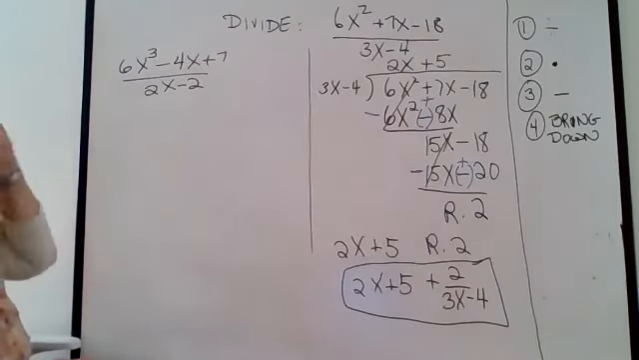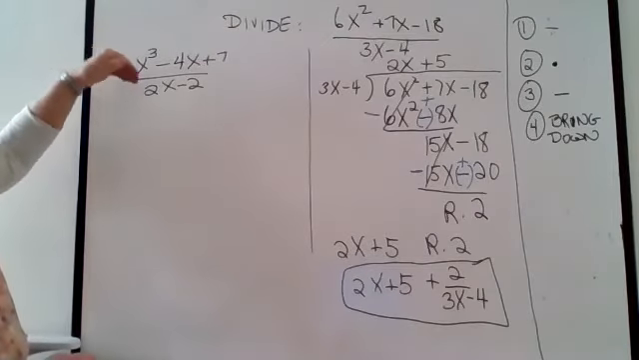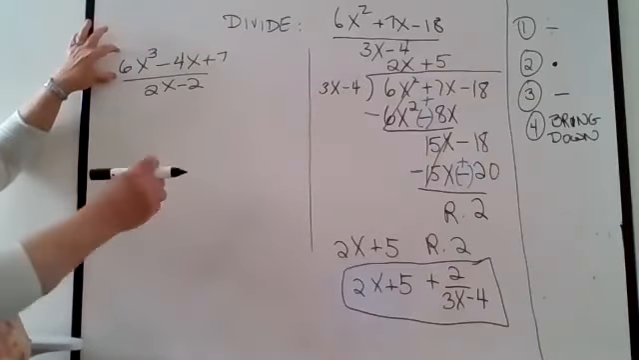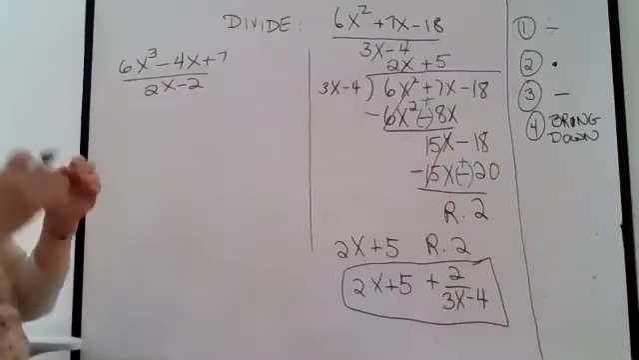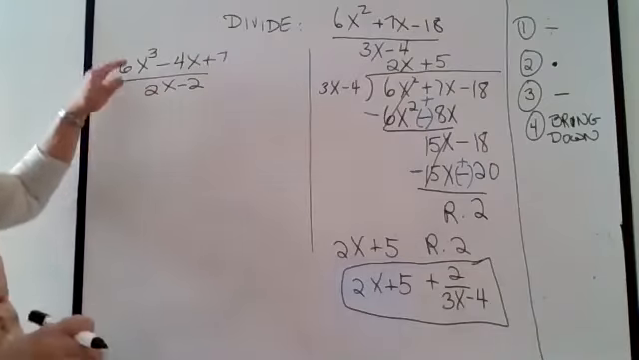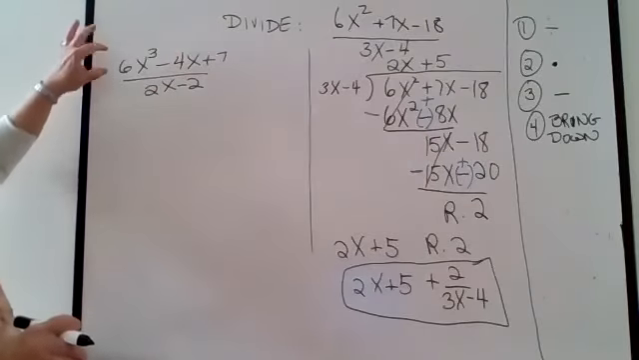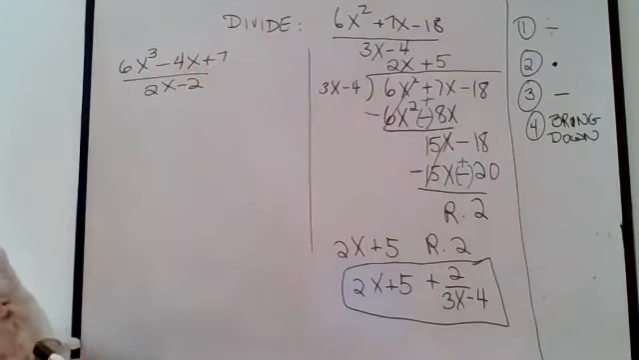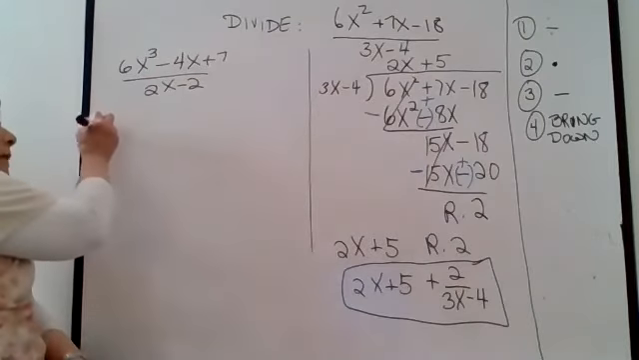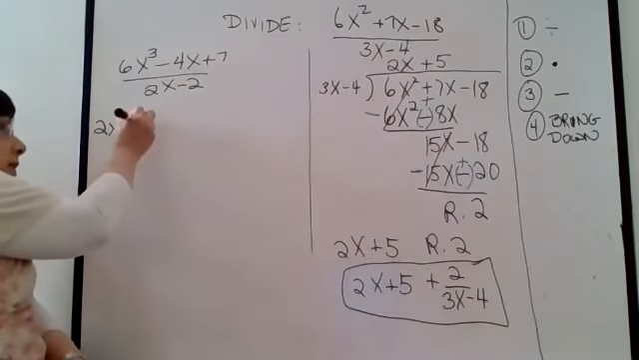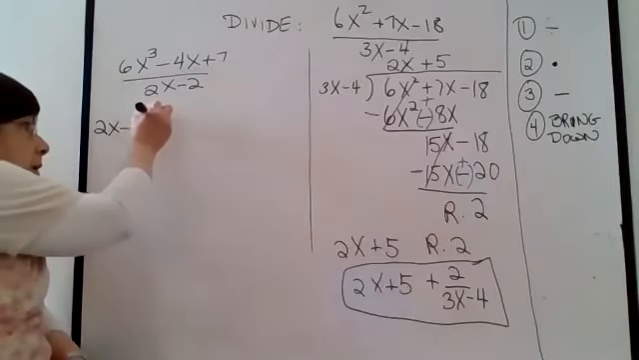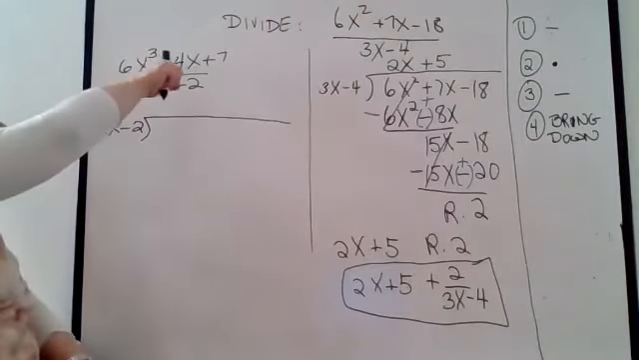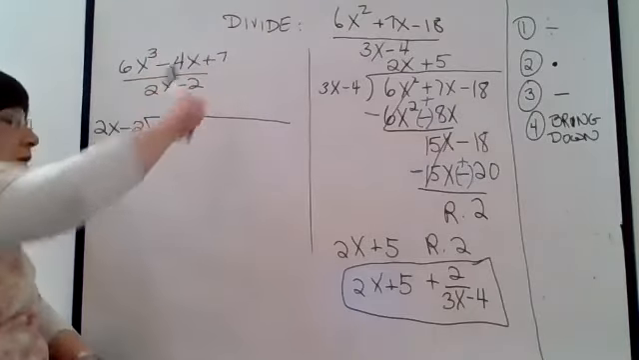And I have to make sure that my numerator and my denominator, my dividend, what I'm dividing into, and my divisor are in descending order. And they are. They have the highest power first, the next highest power, the next highest power. So I'm going to put the 2x minus 2 on the outside. That's what I'm dividing by. And on the inside, I'm going to put the 6x cubed minus 4x plus 7.